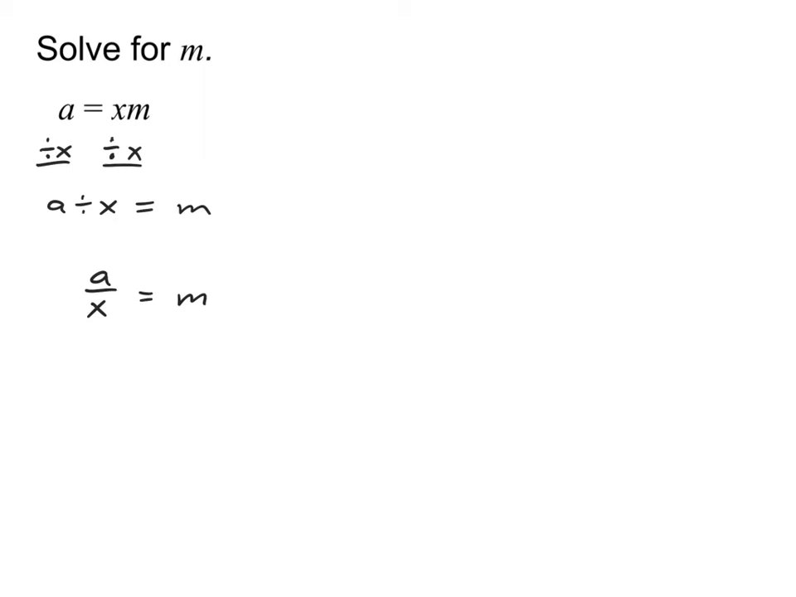But of course, the key thing is that you know that they both, in fact, do mean the exact same thing. This problem is now done. We know what m equaled. m equals a over x. And so that's what we put in as our answer and move on to the next problem.